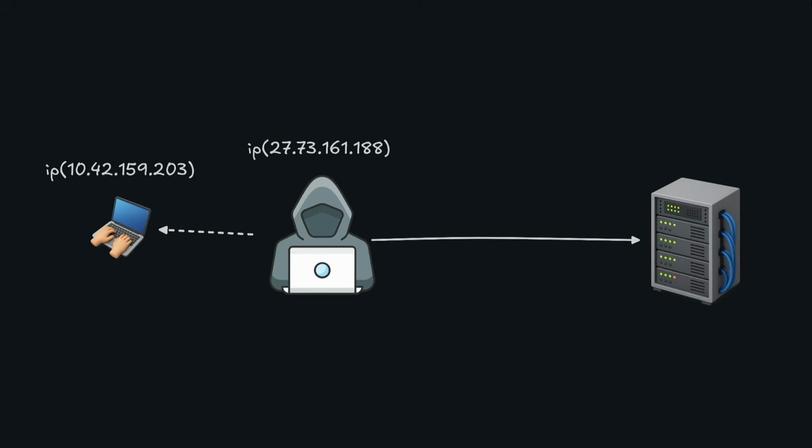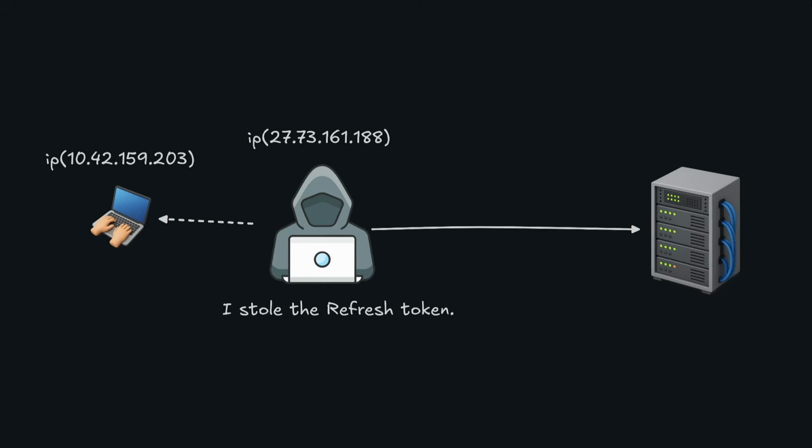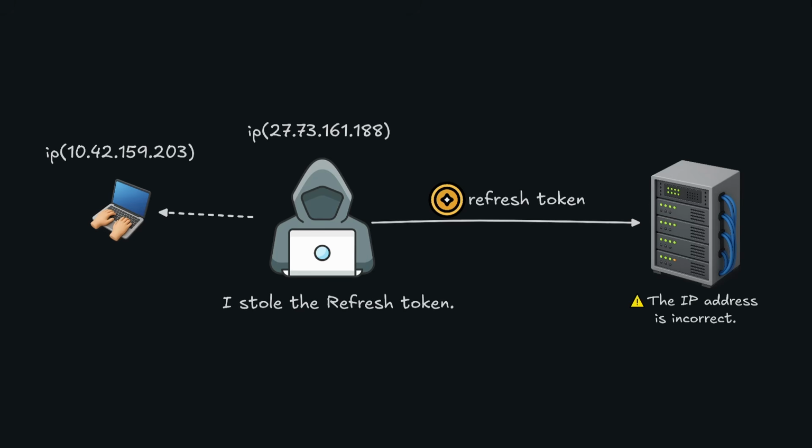You might be wondering, what if the refresh token gets stolen too? One common solution is binding the refresh token to device information like the device ID, IP address, or user agent. This data is stored on the server, so even if someone steals the refresh token, using it from another device or IP would cause the request to be rejected.